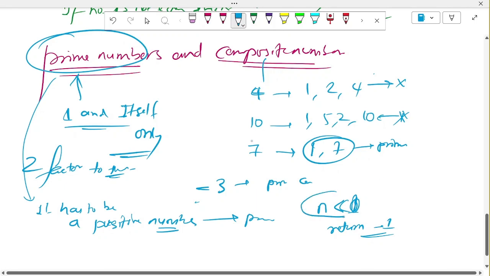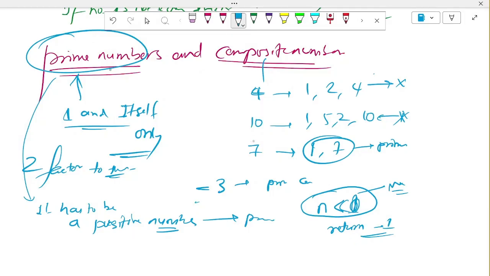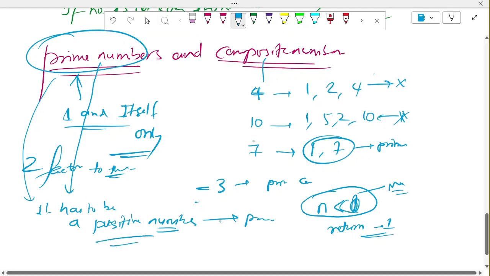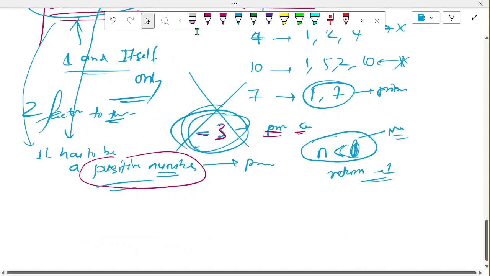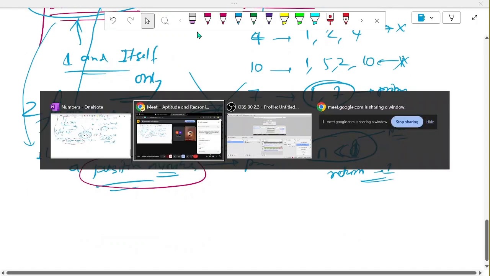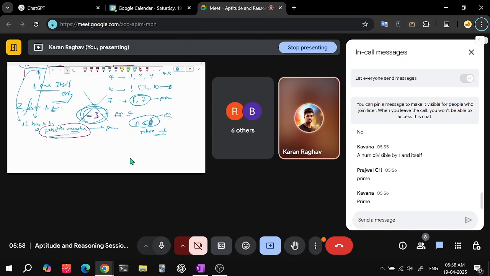Means if a number is a negative number, you cannot say that it is prime or not prime. So prime number concept is applicable only to the positive numbers. So minus 3 cannot be classified into prime number and composite number. That is a wrong question itself. So we do not write prime numbers. Have you seen any negative prime number any time in the life?